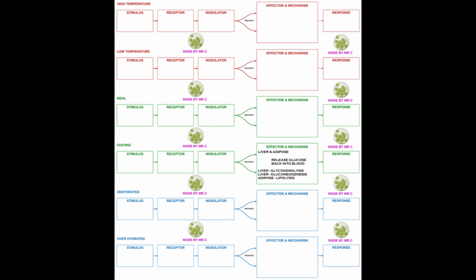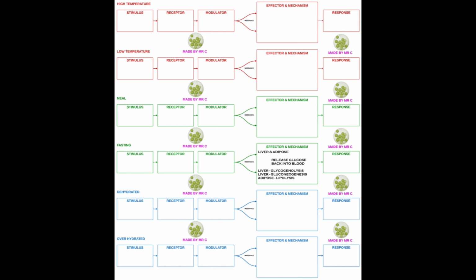The stimulus is low blood glucose. The receptor is a chemoreceptor in the pancreas. The modulator is the alpha cells in the pancreas, and the alpha cells release the hormone glucagon. Glucagon tells the liver and the adipose tissue to release more glucose back into the blood.